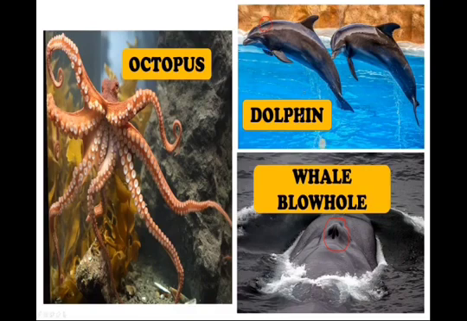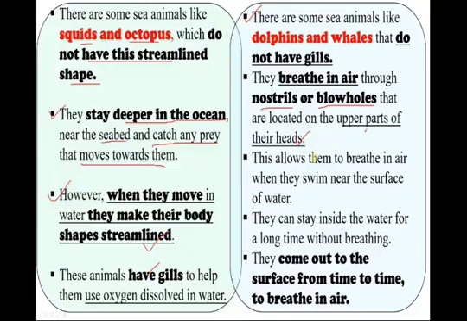And this is another adaptation of the dolphin and the blue whale. This allows them to breathe in air when they swim near the surface of water. They can stay inside the water and they can stand outside. They come out to the surface from time to time to breathe in air. In water also they can breathe, and when they come out of the water, that time also they can breathe. That is one of the important adaptations of this.